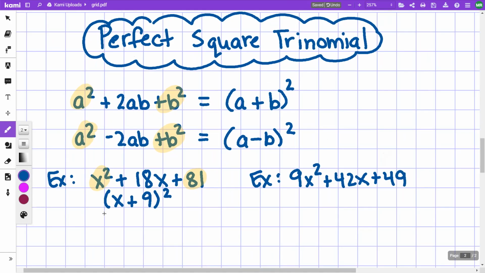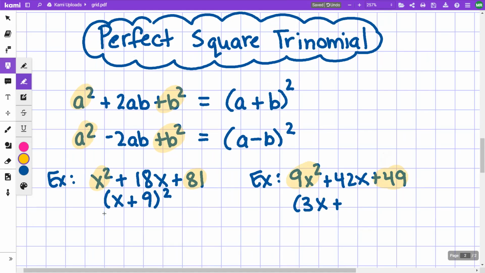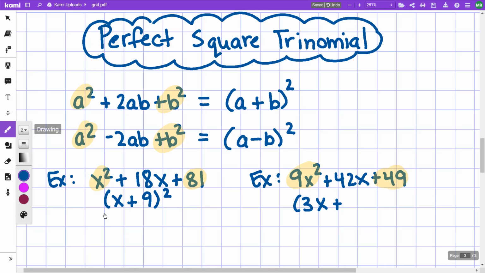But if I recognize that, hey, looks like there's a square here, and the square root of that would be 3x, and I'm going to put a plus because there's a plus in front of my 42. And then the back happens to be a square. 49 is a 7. So I'm going to go plus 7 squared. Remember, we need to check to make sure we get this middle 42x. So I would multiply these together, which is a 21x. And I would times that by 2, which is a 42x. And you see I got that 42x. So it was a perfect square. And that's my answer.